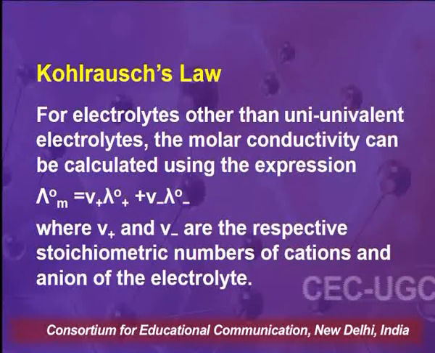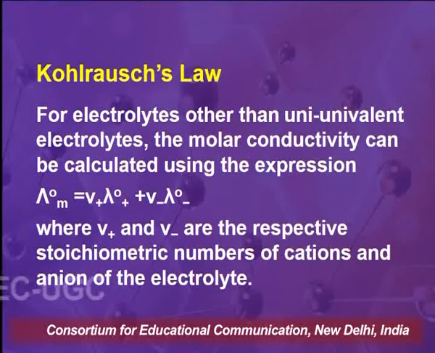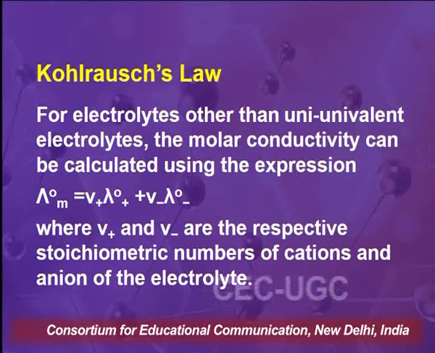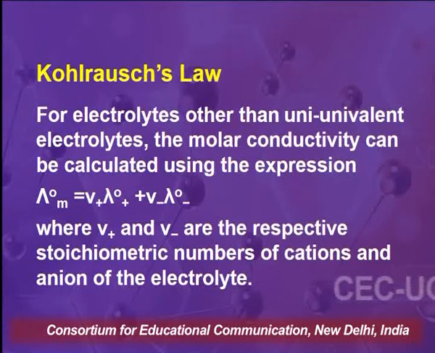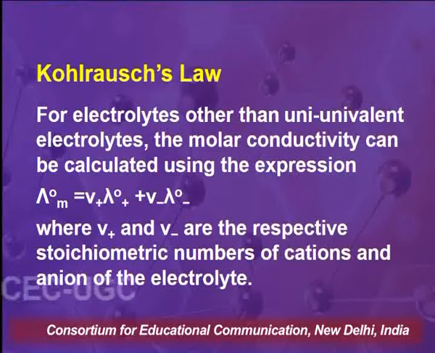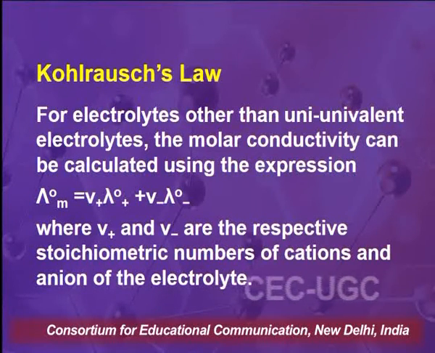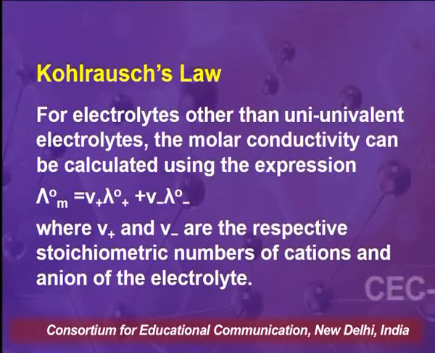For electrolytes other than univalent electrolytes, the molar conductivity can be calculated using the expression lambda m naught is equal to nu plus lambda plus naught plus nu minus lambda minus naught, where nu plus and nu minus are the respective stoichiometric numbers of cations and anions of the electrolyte.